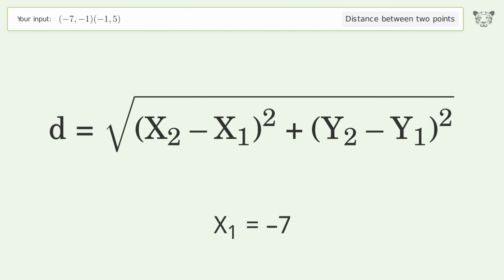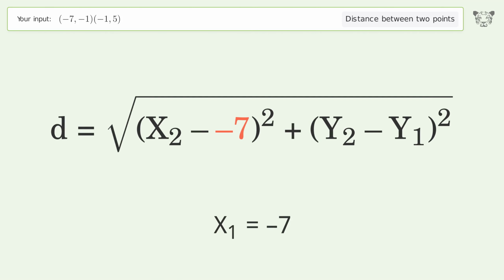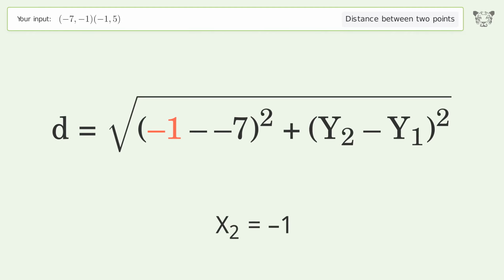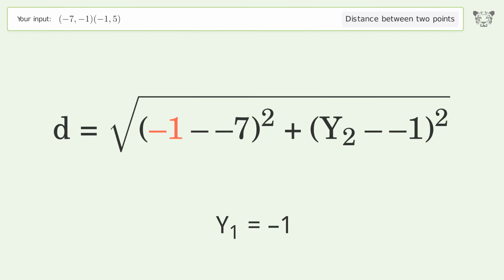x1 equals -7. x2 equals -1. y1 equals -1. y2 equals 5.